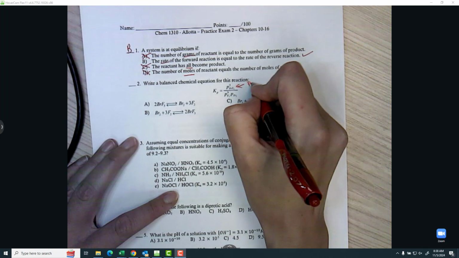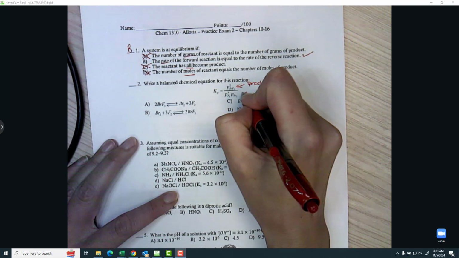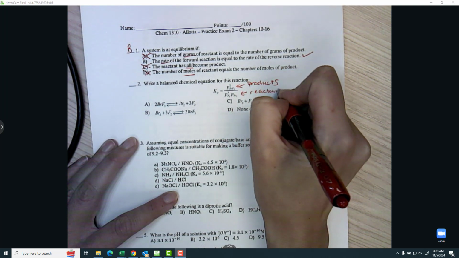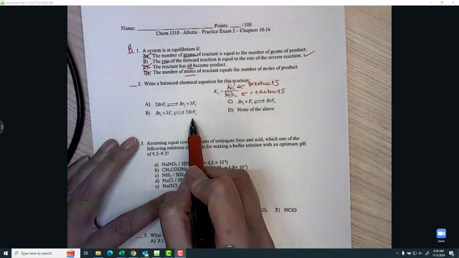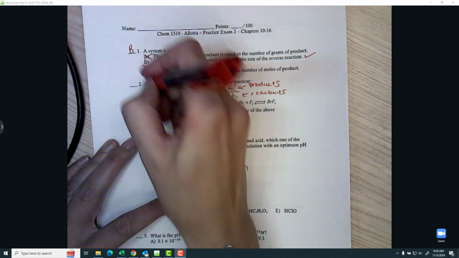K is products on top and reactants on the bottom. So I know I'm looking for BrF3 on the product side. I also know those exponents are the coefficients.